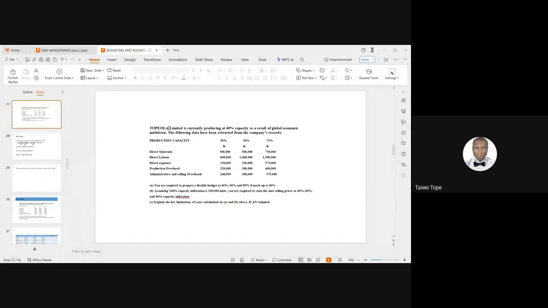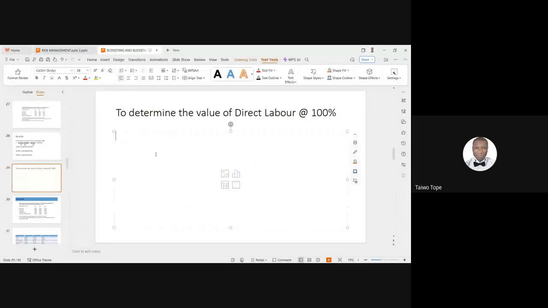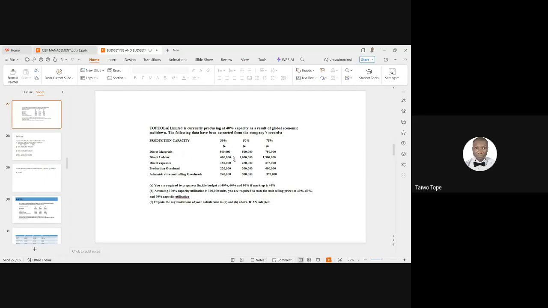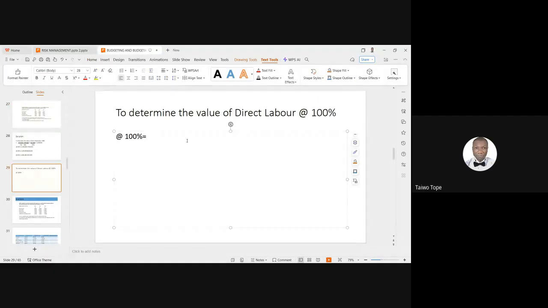With respect to direct labor, to get the value of direct labor at 100% using the high-low approach, the highest value for direct labor is 1.5 million and the lowest is 600,000. So we have 1,500,000 minus 600,000.